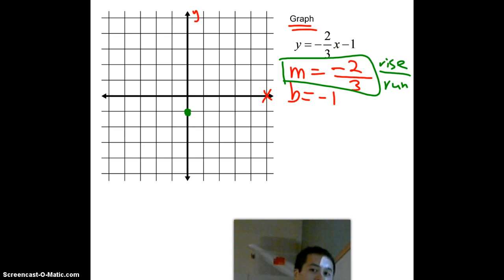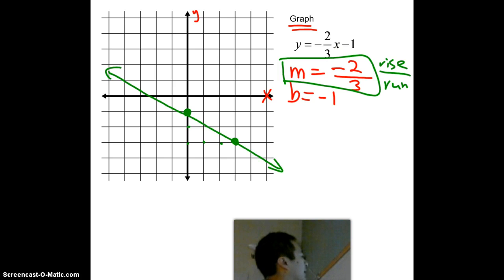So from my first point, I go down 2 and right 3. 1, 2, 3. Everyone see that? I go down 2 and right 3. Once I have 2 points, I could graph my line. So I just need to draw a perfect line connecting those dots. Perfect. That's how you graph a line.